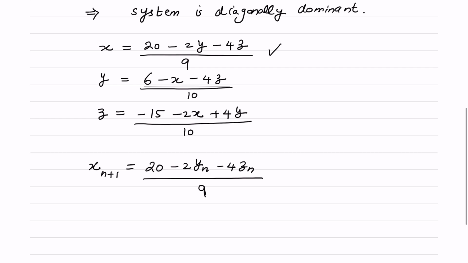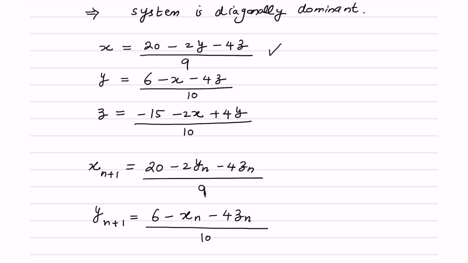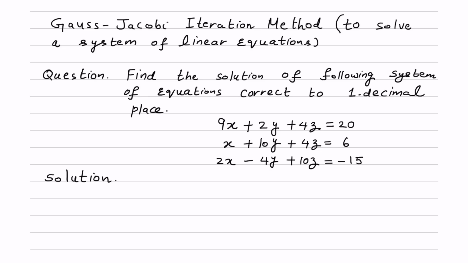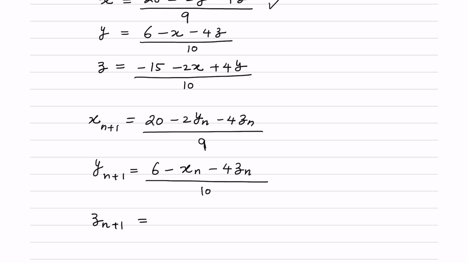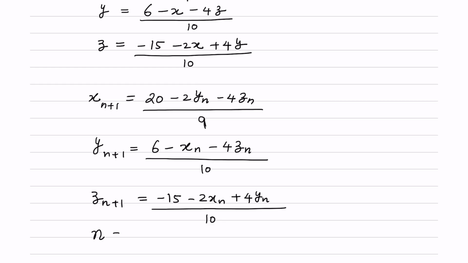The same way, let's put the second variable in the form of iteration, which is y(n+1) equals 6 minus x(n) minus 4z(n), whole divided by 10. And the last variable is z(n+1) equals minus 15 minus 2x(n) plus 4y(n), whole divided by 10. Now that our system is in its iterative form, remember that in this iterative system, n is running from 0, 1, 2, 3.